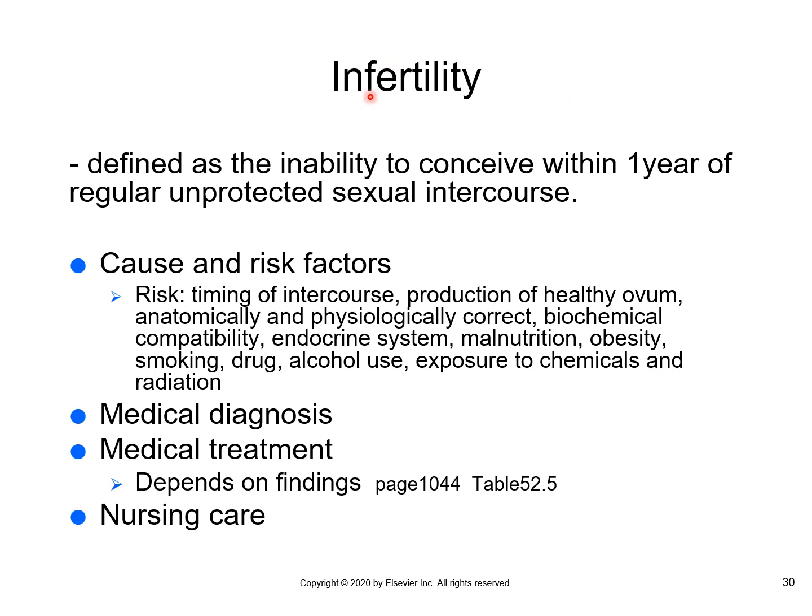Risk factors: timing of intercourse, production of healthy ovum, anatomically and physiologically correct structures, biochemical compatibility, endocrine system, malnutrition, obesity, smoking, drug and alcohol use, exposure to chemicals and radiations. And like we said, for medical diagnosis, if they go and get checked and it's been 1 year of unprotected sexual intercourse and they're still unable to conceive, then that could be an indication of infertility.